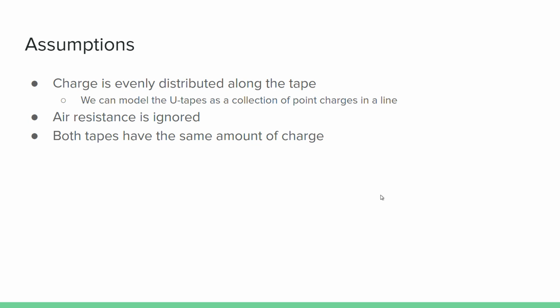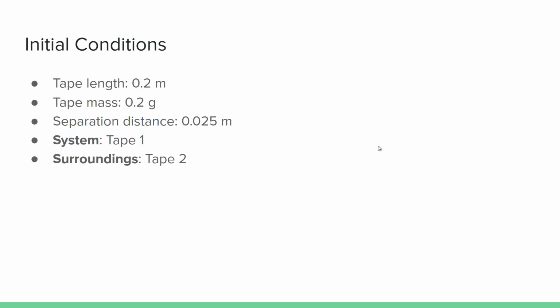Some key assumptions for this lab were that the charge is evenly distributed along the tape, so we can model the tapes as a collection of point charges in a line. We also ignore air resistance and state that both tapes have the same amount of charge. The initial conditions for this lab were that the tape had a length of 0.2 meters, a mass of 0.2 grams, the two tapes were separated around 0.025 meters, the system is said to be tape 1, and the surroundings are said to be tape 2.